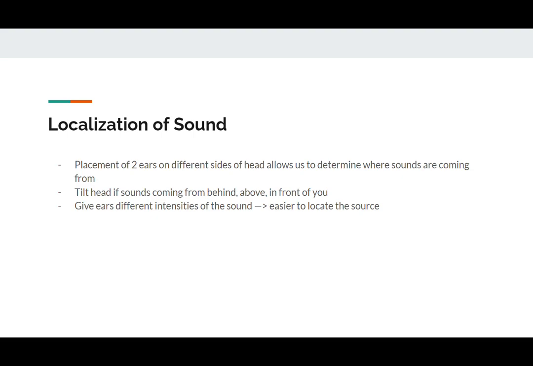But when the sound is coming from behind you, above you, in front of you, or below you, it is much more difficult to locate a sound. Therefore, tilt your head to help you locate a sound. Doing so gives your ears different intensities of a sound, making it easier to locate the source.